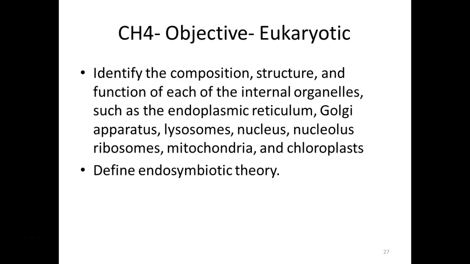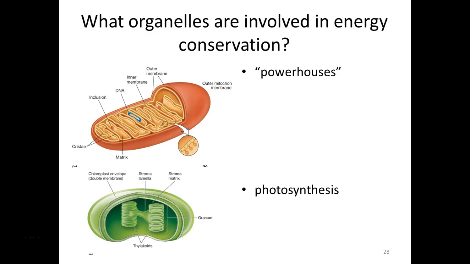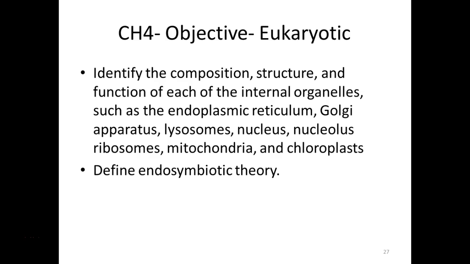So I think we're almost done, huh? Is our last ones? Yeah, it is. Last major set. So the last is for our eukaryotes, looking at the composition and structure and functionality of the internal organelles of the endoplasmic reticulum, Golgi apparatus, lysosomes, the nucleus, the nucleolus, which remember isn't an organelle, ribosomes, which are not organelles, mitochondria, which are, and chloroplasts, and defining endosymbiotic theory.